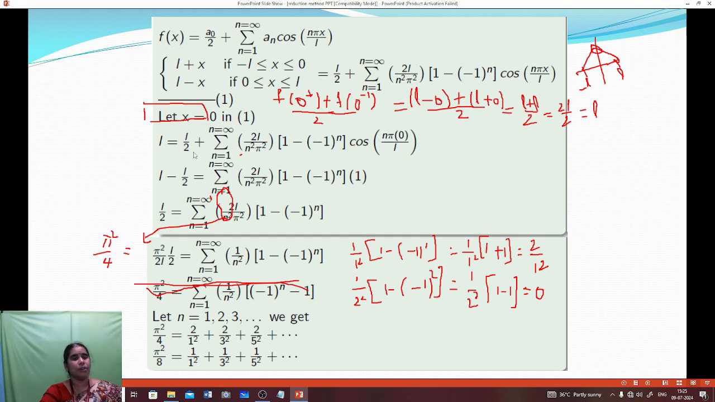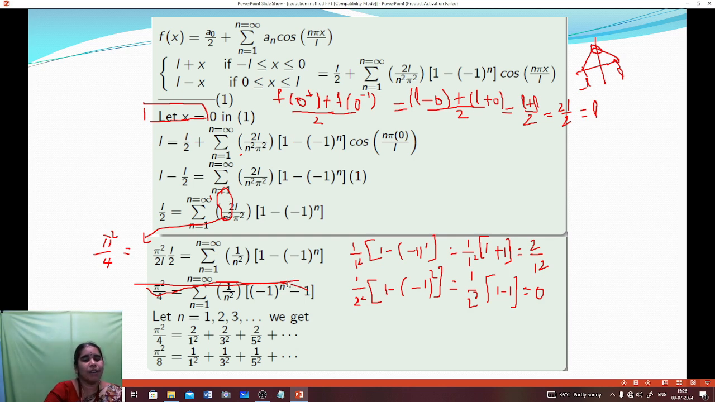So L is equal to L by 2 plus summation of this value. Again, bring the L by 2 to the left side, so L minus L by 2 is equal to this. Here we have L by 2 equal to the summation; take the constant terms, apart from n, to the left side. So pi square by 2L is equal to summation of this term, where we have 1 power n alone. On solving this, L and L get cancelled, and we get pi square by 4 equal to this.